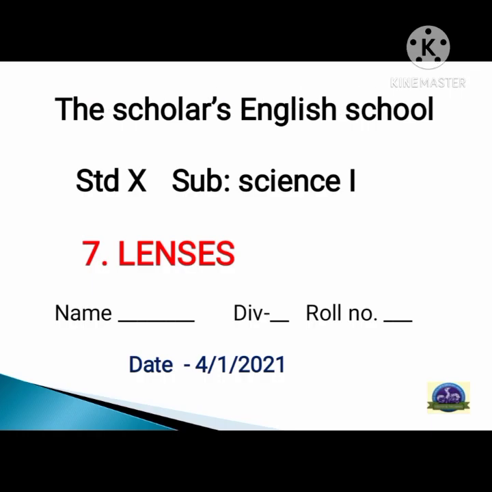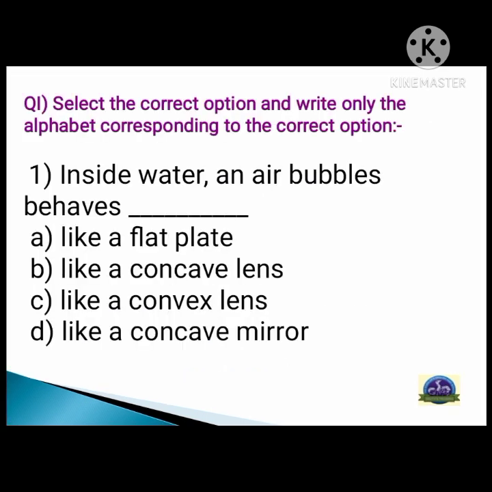Today we are going to solve worksheet of Science 1, lesson number 7, lenses. Write down your name, division, roll number, and today's date on the worksheet. Question number 1 is select the correct option and write only the alphabet corresponding to the correct option.